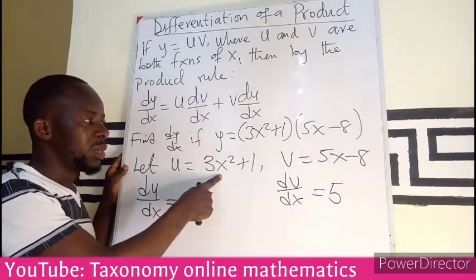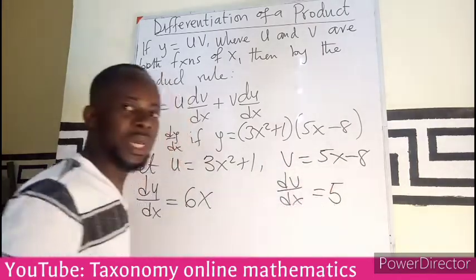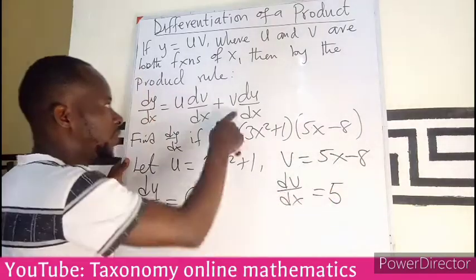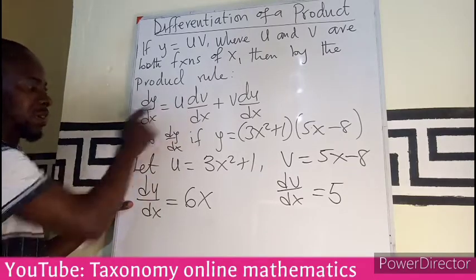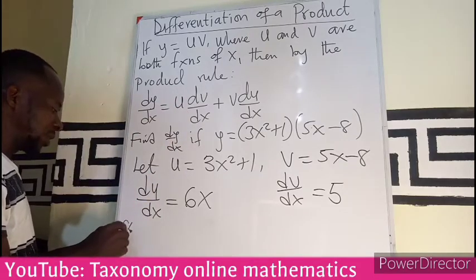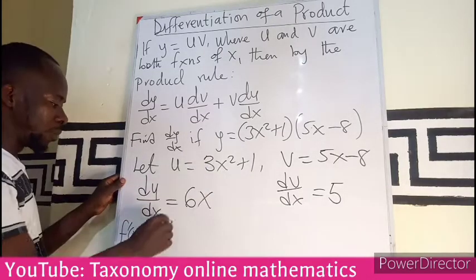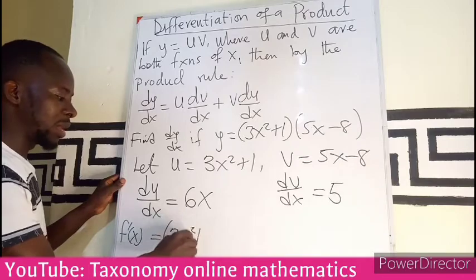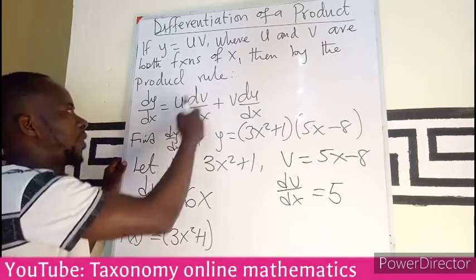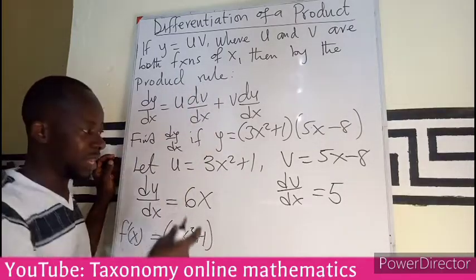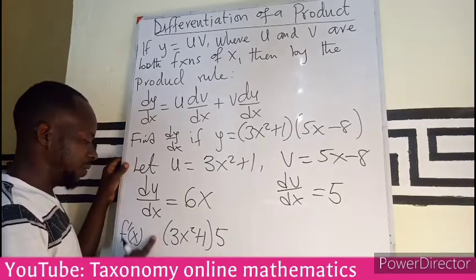Holding u, differentiating u, holding v, each differentiation. So we can now substitute these 4 terms into the original formula. So now if I'm going to follow this formula, our differentiation is just going to be holding u, meaning I am holding the 3x² + 1. Then I am multiplying with the differentiation of v, which is 5. So here it's just going to be this multiplied by 5.